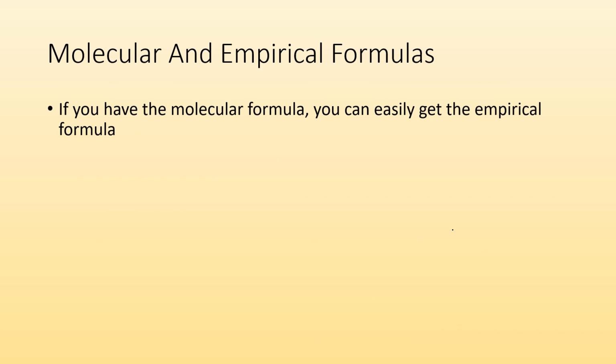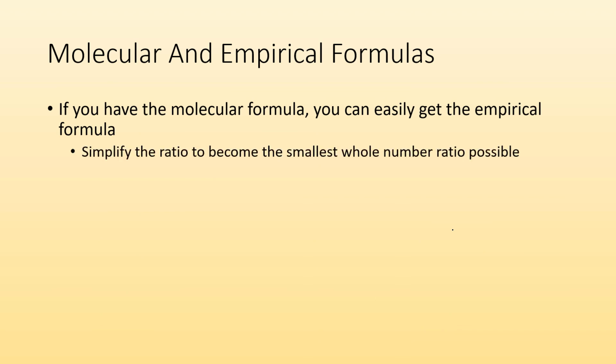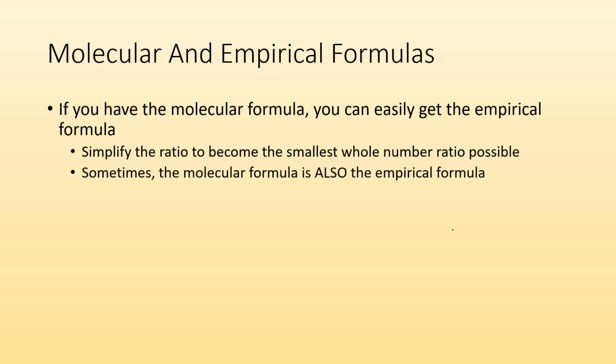If you have the molecular formula, it's really easy to get the empirical formula. You just simplify the ratio to become the smallest whole number possible. Sometimes the molecular formula is also the empirical formula. Sometimes it's the same thing. So if I had C2H6, what does 2 and 6 have in common? I can divide both of those by 2, and I end up with CH3.